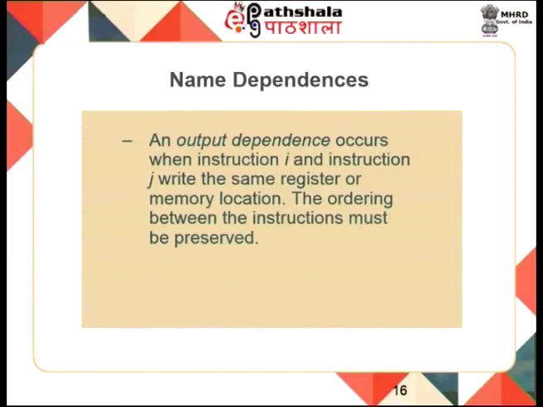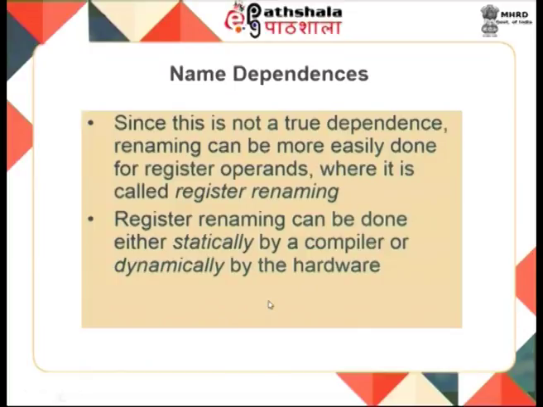The second case is an output dependence, where two instructions have the same destination register or memory location. So, when you have two instructions I and J, both modifying the same register or memory location as a destination, and the program order is not preserved, that is, I has to write first and then J has to write next. If that order is not preserved, J will write first followed by I writing it. So, at the end of these two operations, it will be the contents that were modified by instruction I that hold in the register, which obviously is not correct.